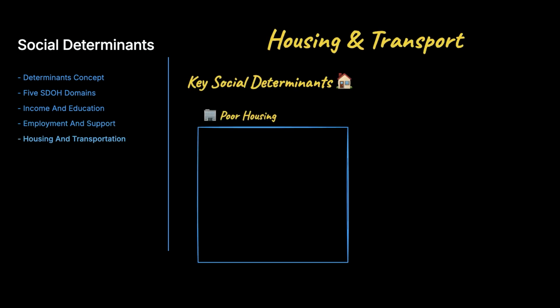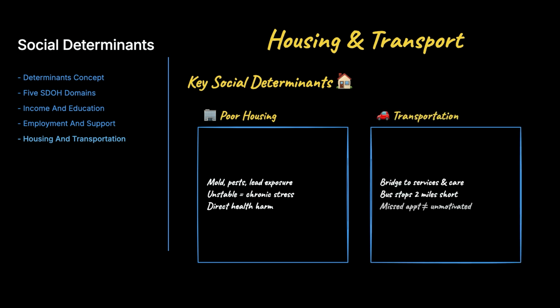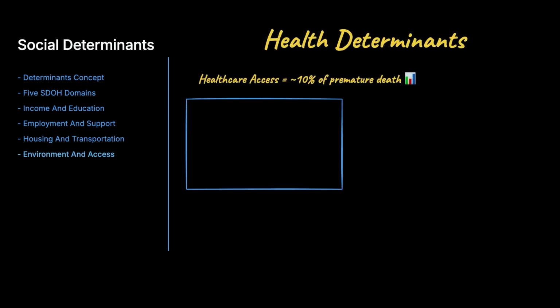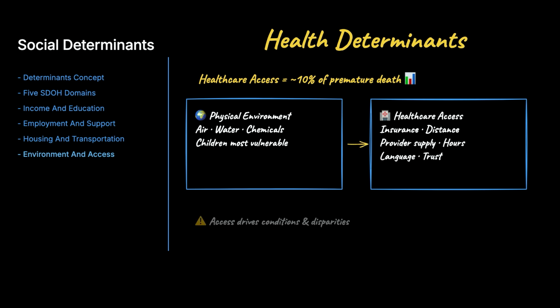Housing and transportation are 2 of the most consequential determinants. Poor housing exposes families to mold, pests, and lead, while unstable housing adds enormous stress. Transportation is the bridge between people and services. A patient who keeps missing appointments because the bus stops 2 miles short is not unmotivated. He faces a transportation barrier. The physical environment surrounds us with air, water, and chemical exposures that protect or harm, and children are especially vulnerable.